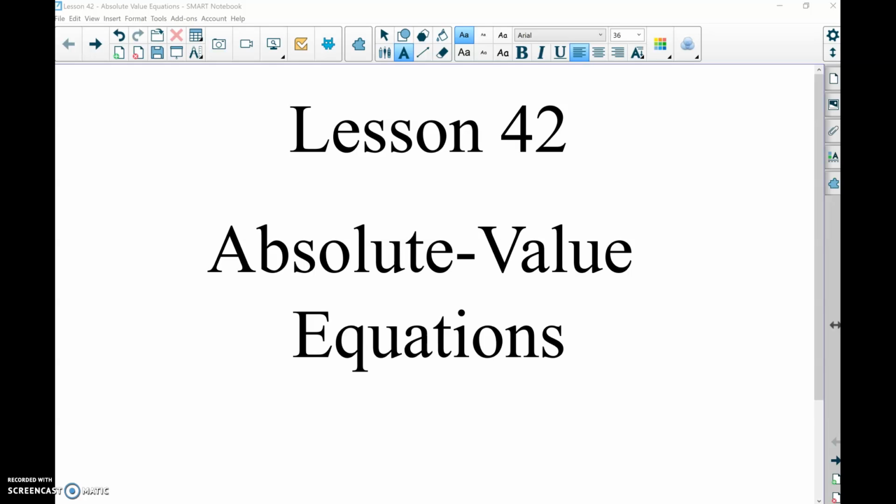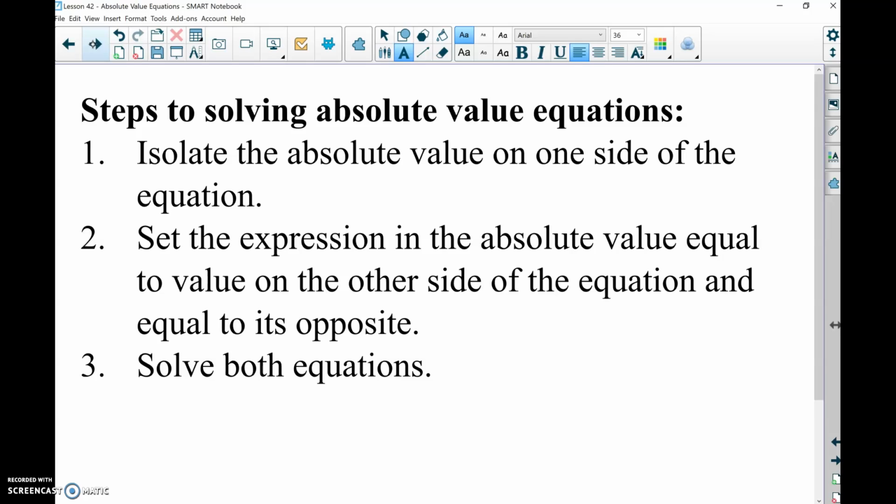So today we're going to do lesson 42 about absolute value equations and solving absolute value equations. Solving an absolute value equation is a three-step process. The first thing you want to do is isolate the absolute value. Get it by itself on one side of the equation.